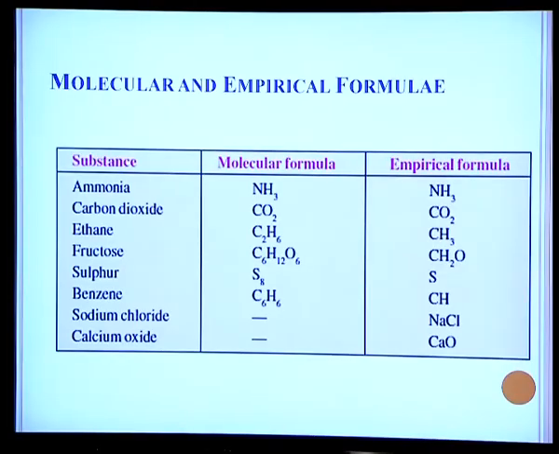For the molecular formula of compounds, take ammonia, NH3, whose empirical formula will be the same. Carbon dioxide, CO2, empirical formula will also remain CO2. Ethane, C2H6, its empirical formula will be CH3. Fructose, C6H12O6, CH2O. Sulfur, S8, remains S8. Benzene, C6H6, you can say CH.